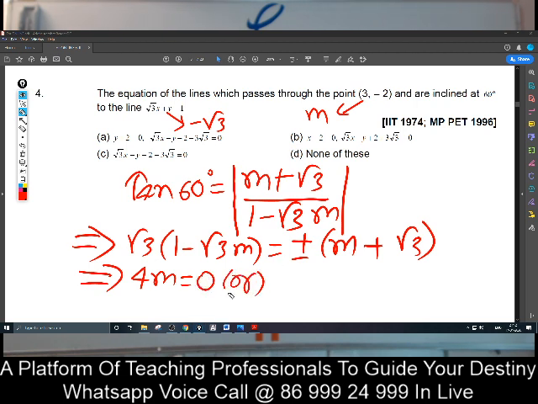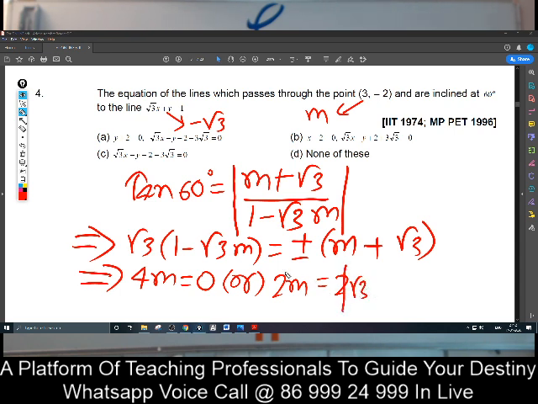And if you take minus, this is minus m, this is minus 3m, and bring this to the other side, 2m is equal to minus root 3, bring this to the other side, minus root 3. This is 2 root 3.